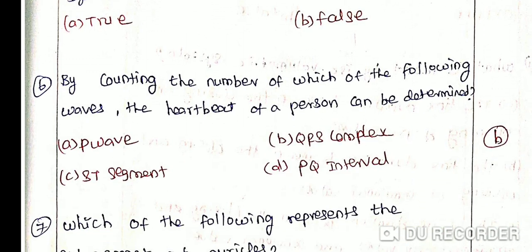By counting the number of which of the following waves the heartbeat of a person can be determined? Option A P wave, option B QRS complex, option C ST segment, option D PQ interval. The correct answer is option B, QRS complex. By counting the number of QRS complexes that occur in a given period, one can determine the heartbeat rate of an individual. Any deviation from the shape of the curve indicates a possible abnormality or a disease. Hence, it is of great clinical significance.